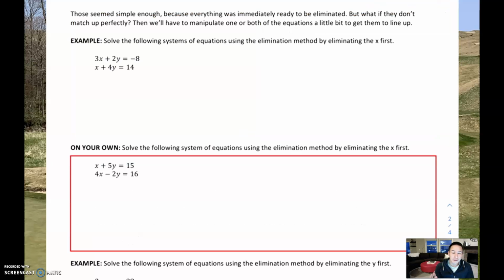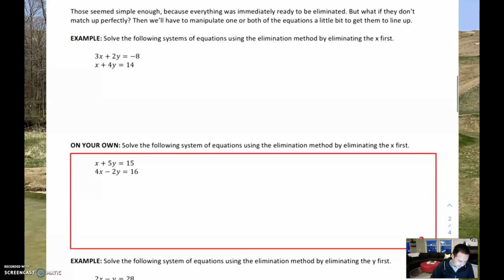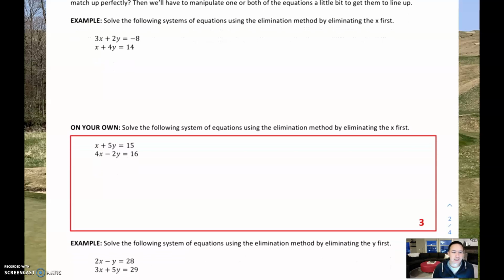All right, hopefully those were simple enough. We're going to move on where we now have to manipulate one or both of the equations to get them to line up. So for this first example, we're going to solve the following system of equations with the elimination method by eliminating the x first. You can choose to get rid of x, you can choose to get rid of y. It really doesn't matter. You'll get the exact same answer. But for this one, I'm going to be eliminating the x first.